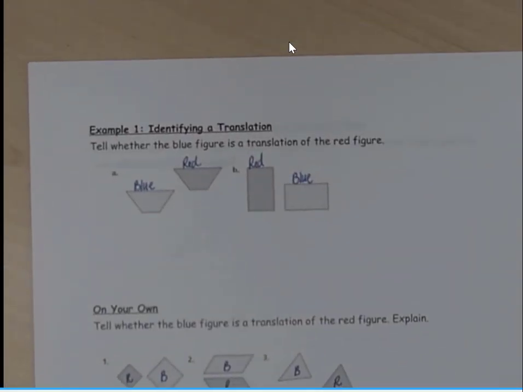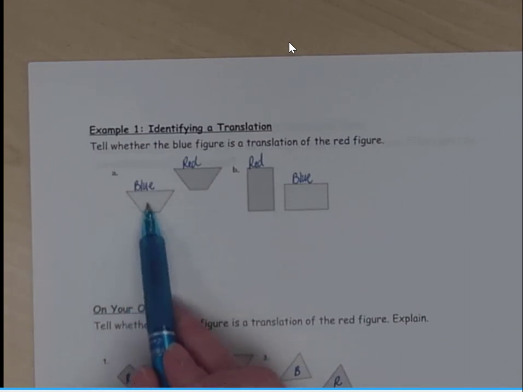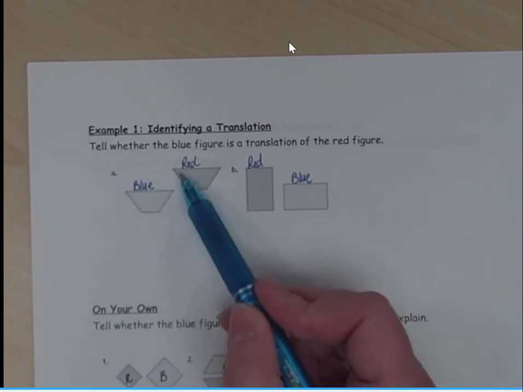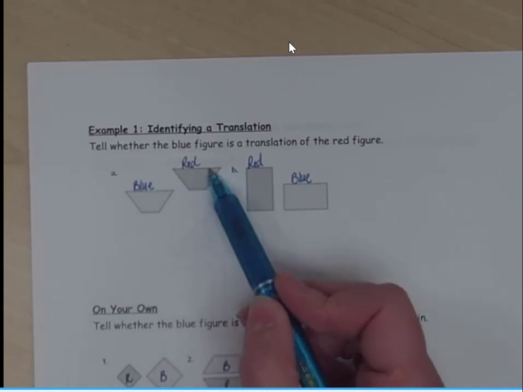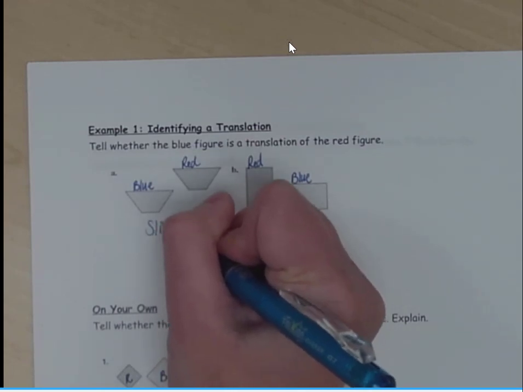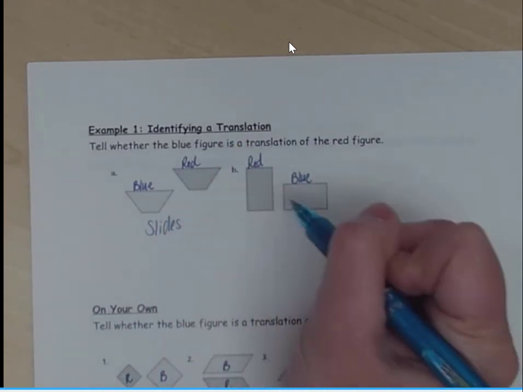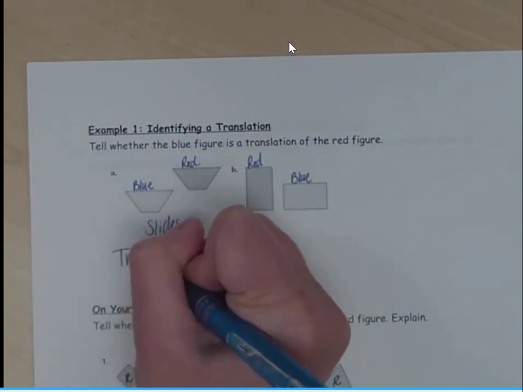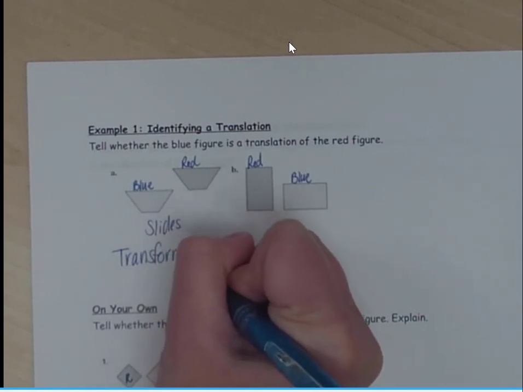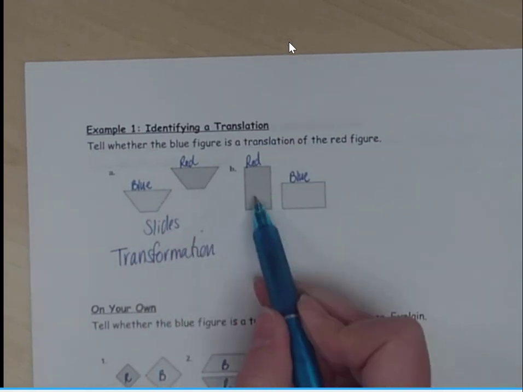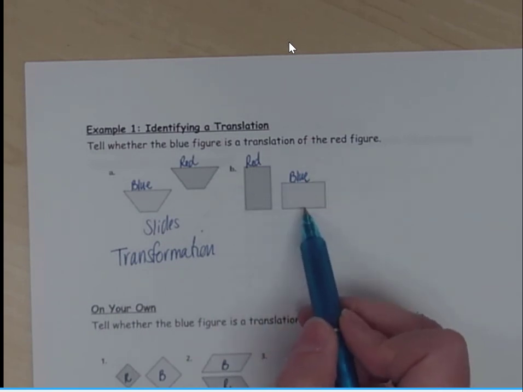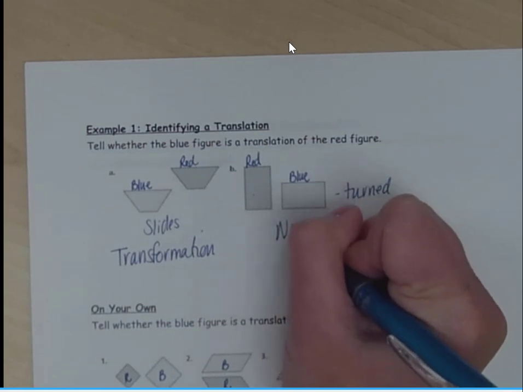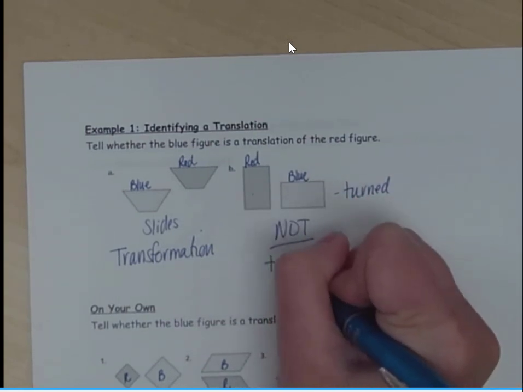Now, let's take a look here. Tell whether the blue figure is a translation of the red. So notice these right here, it's simply just slid. So this slides, so we're sliding right here. So this is a translation. Now this one didn't slide at all, it actually rotated. This one turned, so therefore this is not a translation.